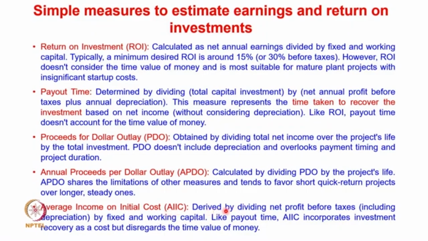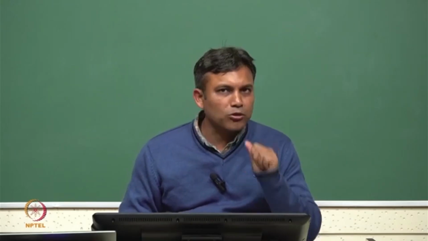Okay, the next definition here is average income on initial cost. So this is obtained by dividing the net profit before taxes, including the depreciation, by fixed and working capital. So like payout time, even if you look at the average income on initial cost, which is abbreviated as AIIC, AIIC incorporates investment recovery as a cost but disregards the time value of the money. So you can see that in all these terms which are used to analyze the financial viability of a project, the time value of the money is not used.